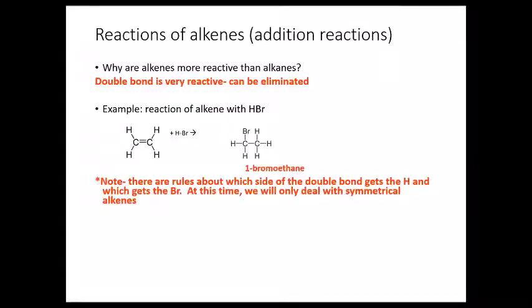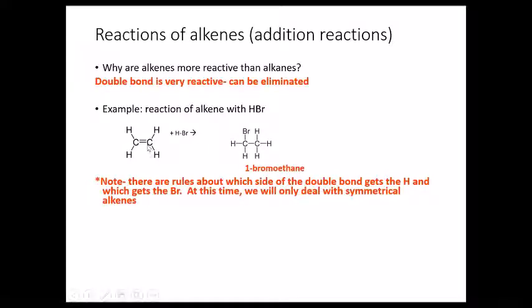Okay, so again, from the beginning, reactions of alkenes and addition reactions. Why are alkenes more reactive than alkanes again? This is because the double bond is very reactive, right? Because the pi bond can be easily eliminated, since it is not as strong as a sigma bond.